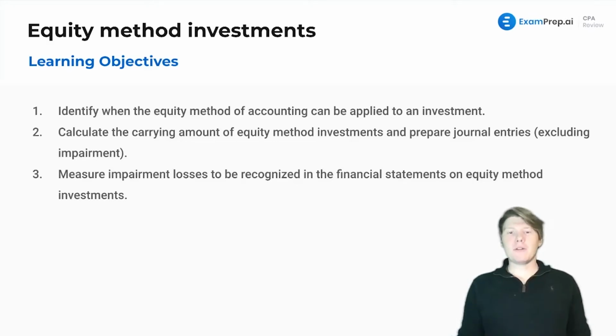We also want to identify and calculate the carrying amount of equity method investments and prepare those journal entries, excluding impairment. Lastly, we want to measure impairment losses to be recognized in the financial statements on equity method investments.